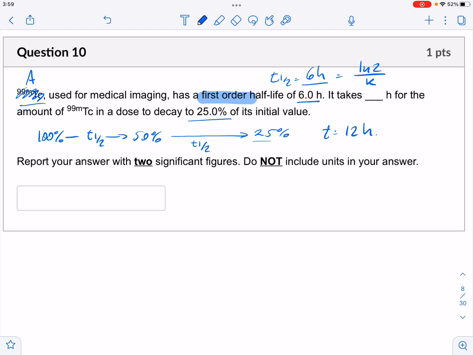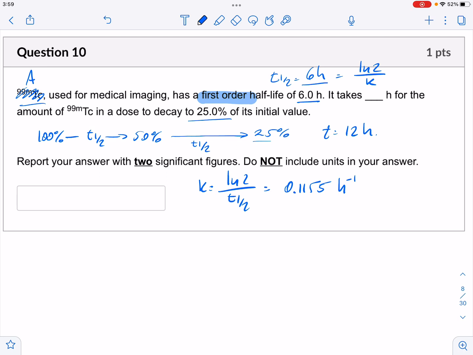You could have solved this problem in that way, but if not, you can use the long way, which is also a valid way to solve this problem. All you have to do is calculate k, and in this case k is equal to the logarithm of 2 divided by the half-life time. This is equal to 0.115, and because the half-life time is in hours, this is hours to the minus 1.